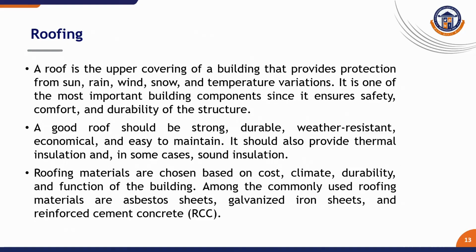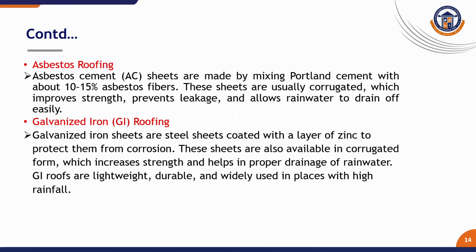Among the commonly used roofing materials are asbestos sheets, galvanized iron sheets, and reinforced cement concrete. Normally, we use reinforced cement concrete for flat areas, and in sloped areas we go for galvanized iron sheets. Then asbestos roofing and galvanized iron GI roofing.